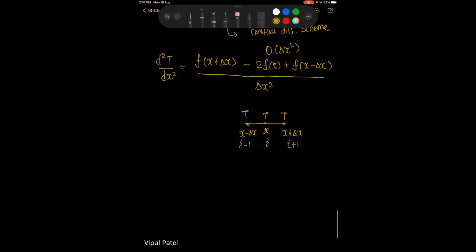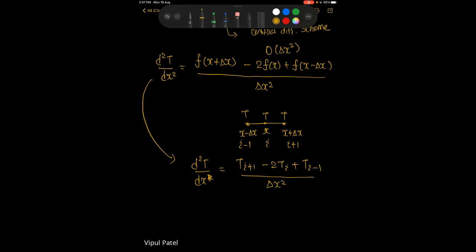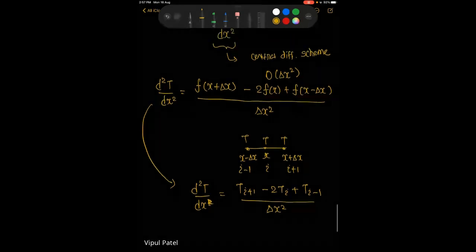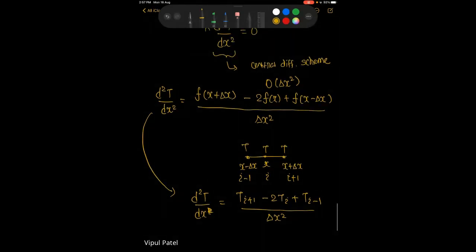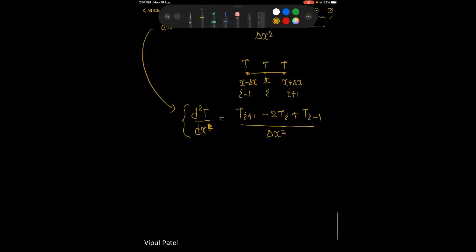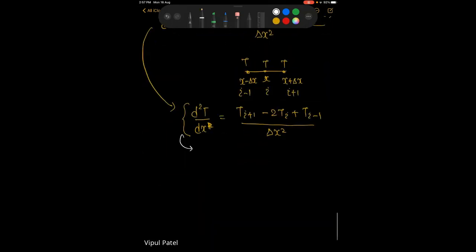Okay, so I can rewrite this expression as d square T by dx square equal to T of i plus 1 minus 2 times T of i plus T of i minus 1, divided by delta x square. Okay, and that is second order accurate. Now, this particular formulation is applicable only for the intermediate node.